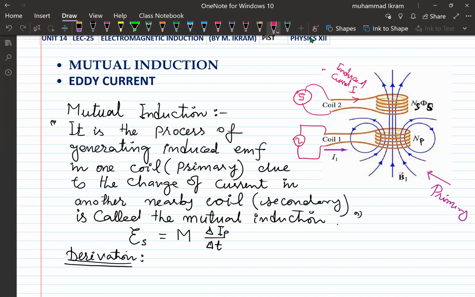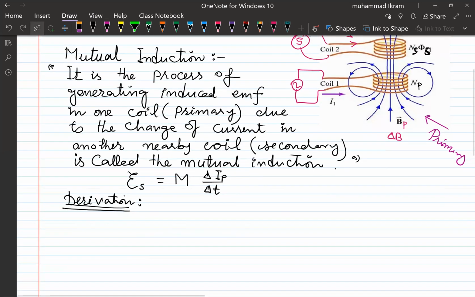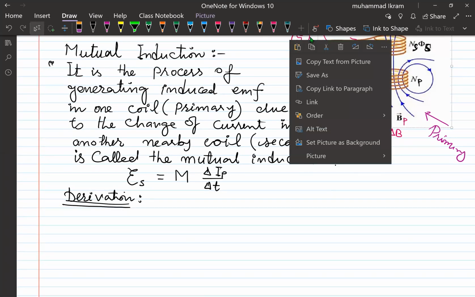Now you see that whenever there is a change of current in the primary coil, then the magnetic field B in the primary changes, right? This change of magnetic field will cause a changing magnetic flux in the nearby region of this secondary coil. Some of the lines pass through the secondary coil and will become the cause of the induced current in the secondary coil.